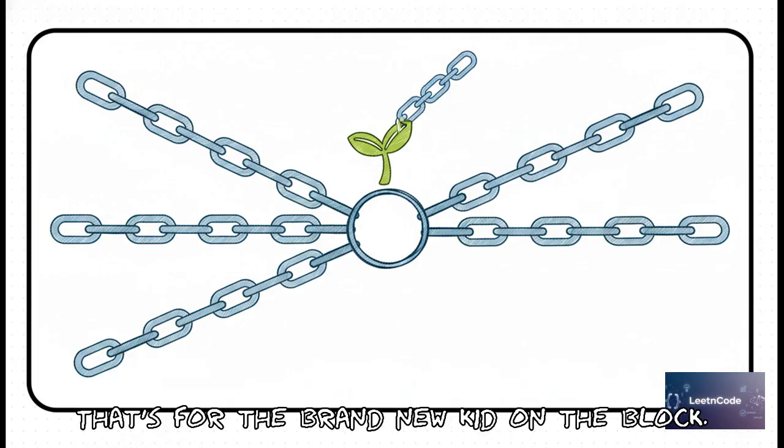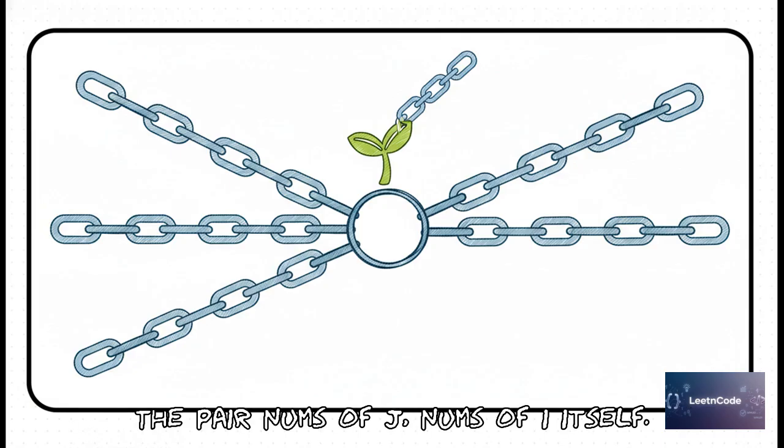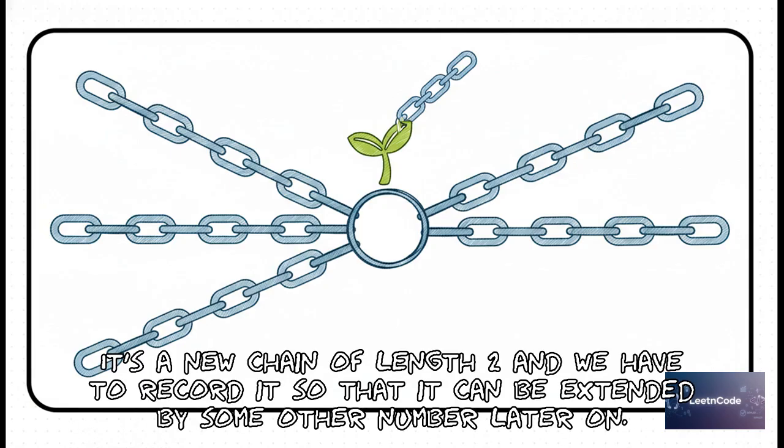And the plus 1? That's for the brand new kid on the block, the pair nums[j], nums[i] itself. It's a new chain of length 2, and we have to record it so that it can be extended by some other number later on.